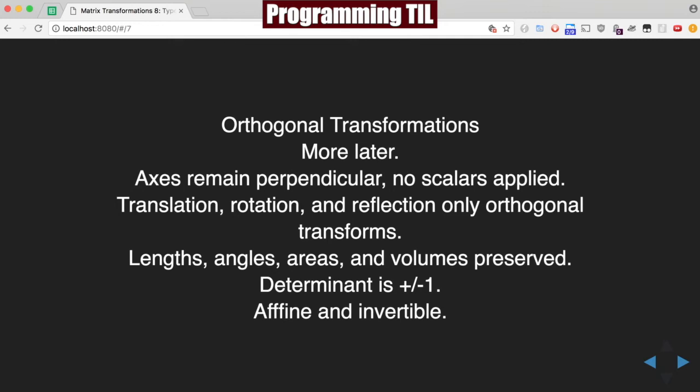Orthogonal transformations we'll be looking at a little bit more later, but the short version right now is that the axes remain perpendicular and no scalars are applied. Translation, rotation, and reflection are the only orthogonal transforms. Length, area, angle, and volume are preserved. The determinant is plus or minus 1, and it's affine and invertible.